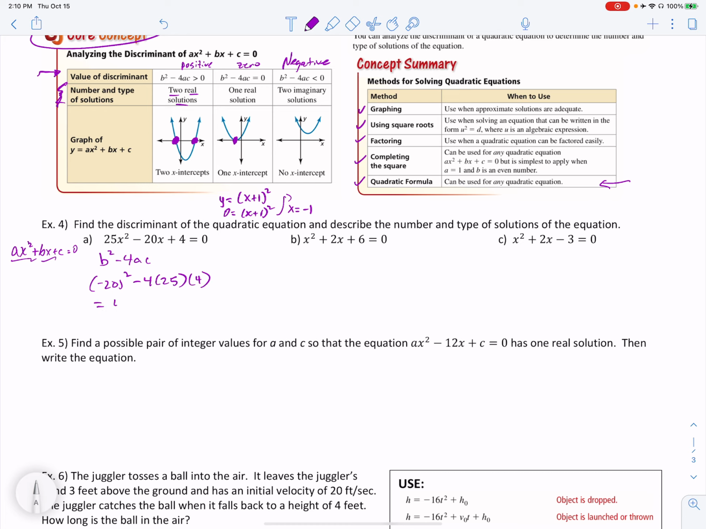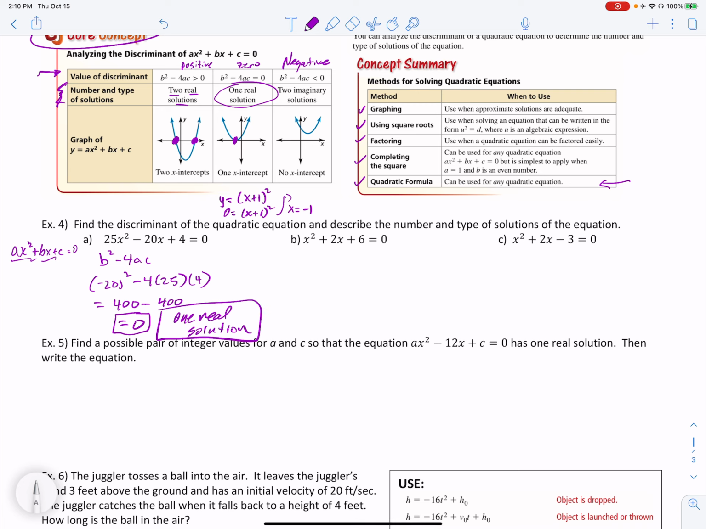Minus 4 times the a value, which is 25, and the c value is 4. And so that is equal to 16 times 25 times 4, and 4 times 4 is 16, and 16 sets of 25 would be 400. And so we have 0. So that's the value of the discriminant, right? Find the discriminant and describe the number and type. So you can go right up here, and it's going to be one real solution, just off the value of the discriminant.